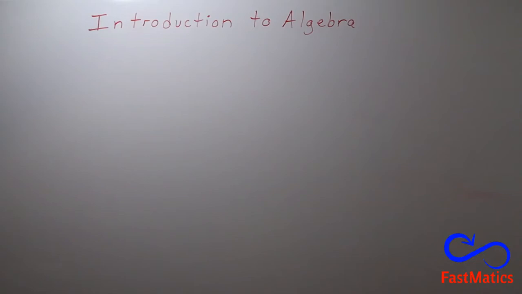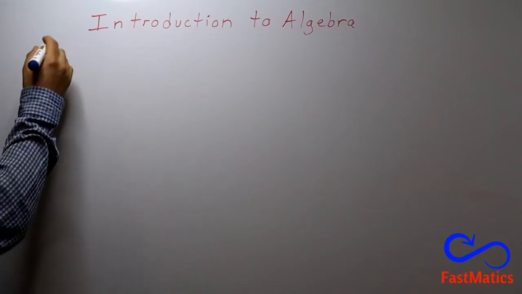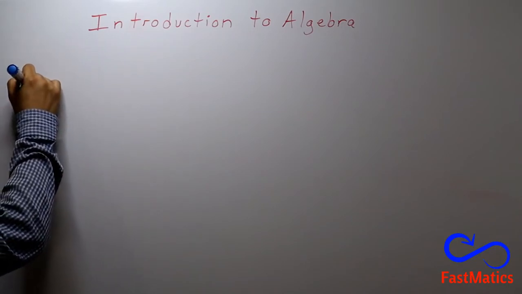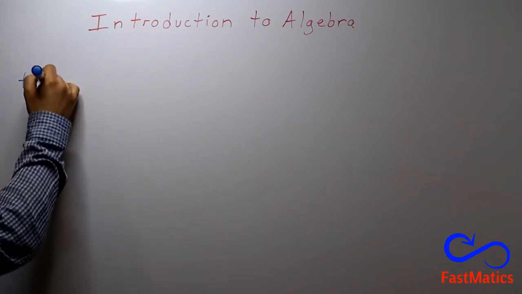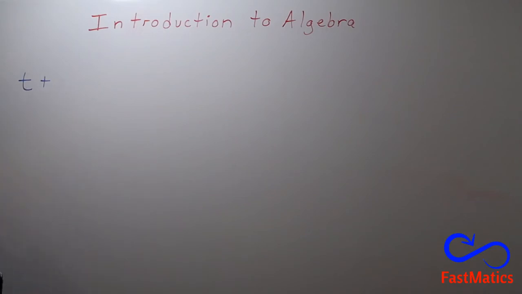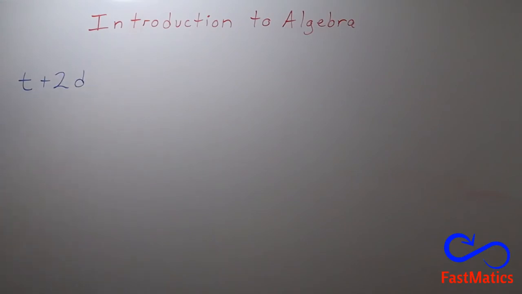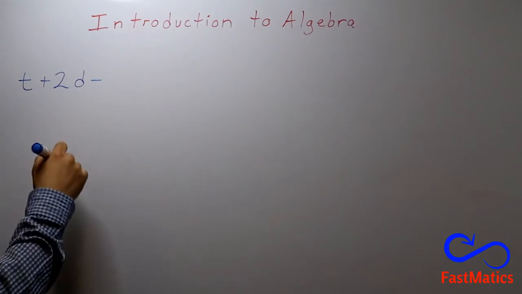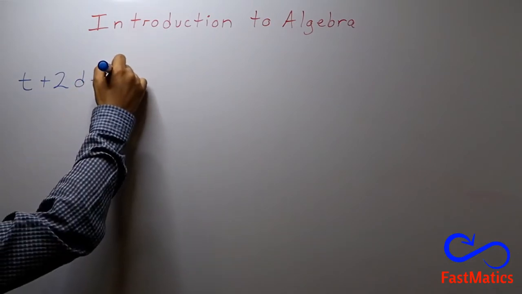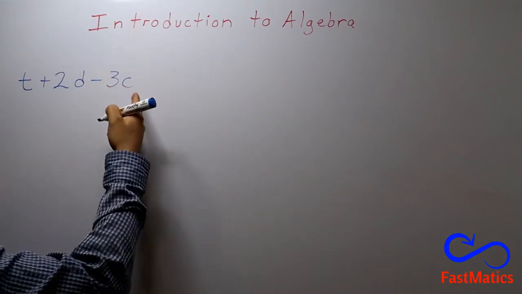First of all, we have to say that in algebra, we are inspired by things, by nature, by phenomena that you see. For instance, if you look at a tree, maybe you represent it with a T. Plus, if you see two ducks, you can write 2D. And if you subtract 3 cows, maybe you represent it with 3C.